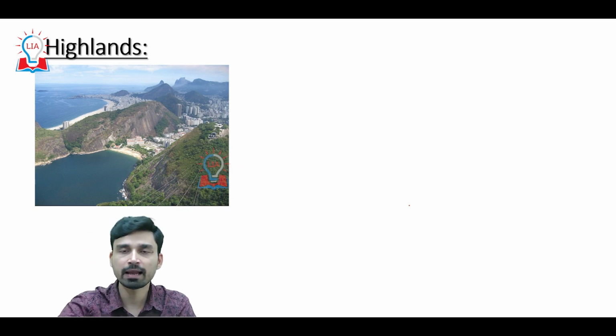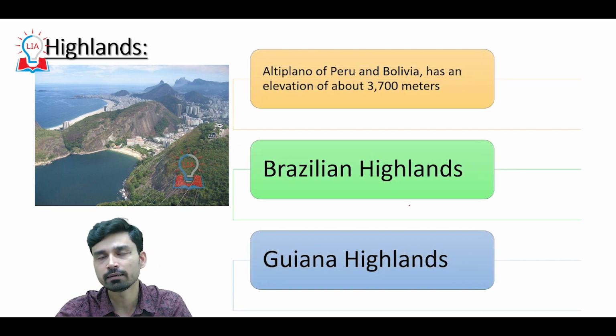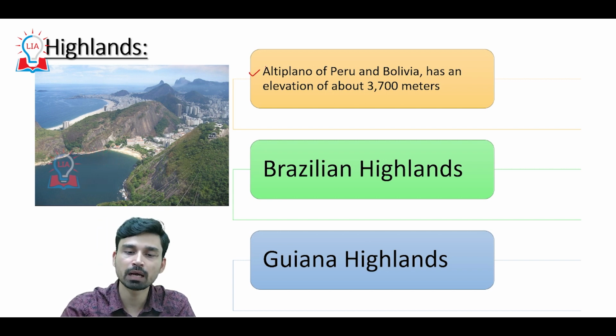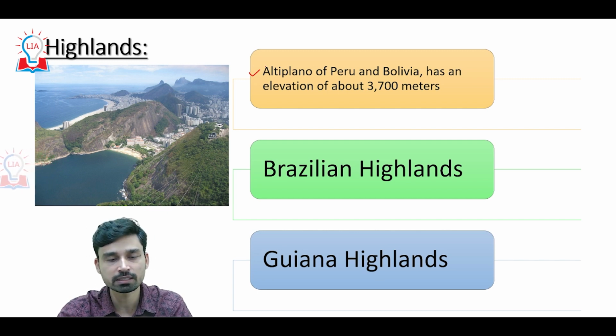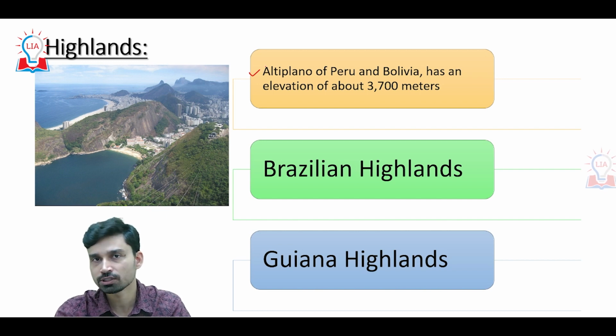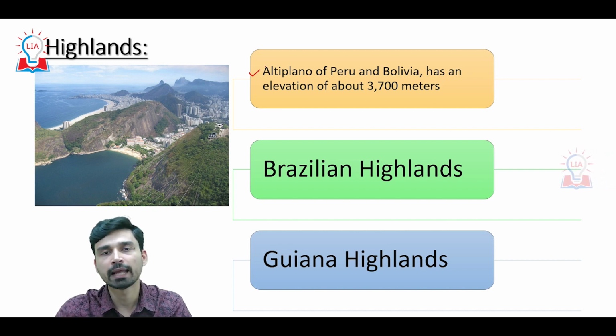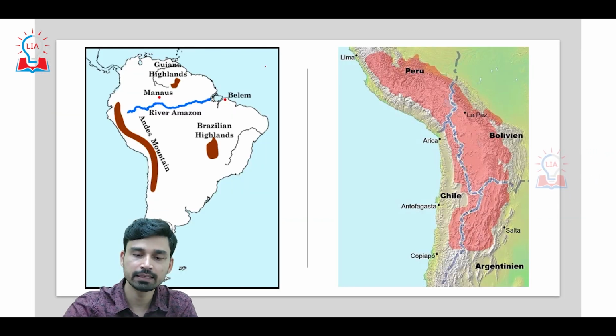If we try to understand the highland regions of this particular continent, they can be further classified into three different parts. The one plateau that is situated in the border region of Peru and Bolivia is called Altiplano. Altiplano is situated at an altitude of 3,700 meters. Second is the Brazilian highlands, obviously the plateau in Brazil, which is the largest country area-wise in South America. And then we have the Guiana highlands.